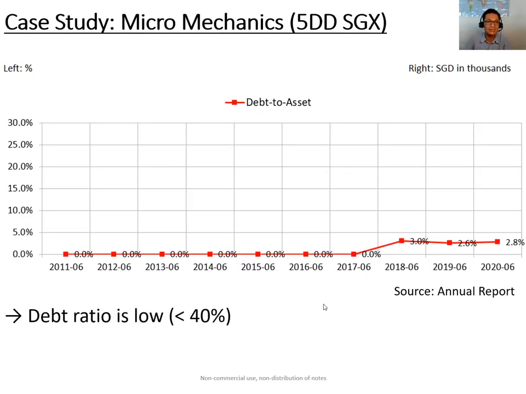So let's look at our case study, Micromechanics. The debt to asset ratio is very low, less than 40%. It means that the company is low leverage.